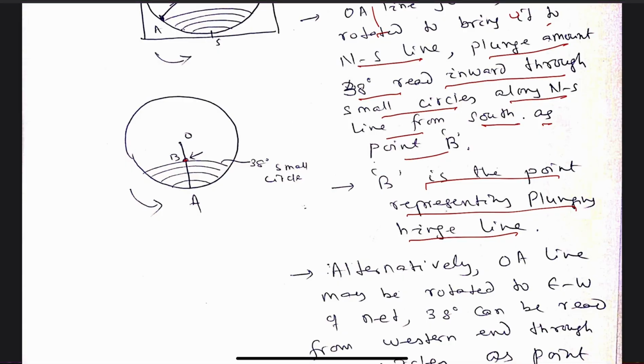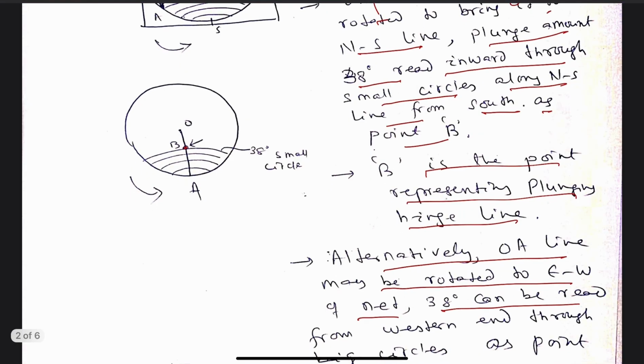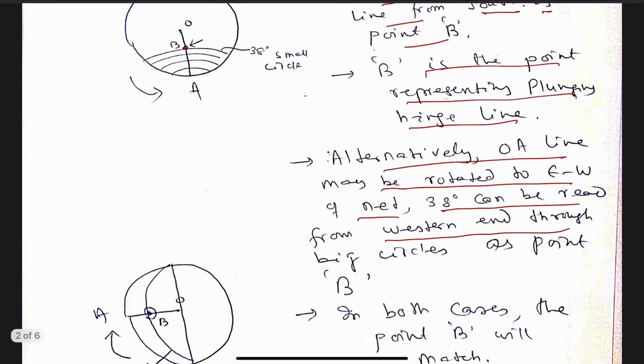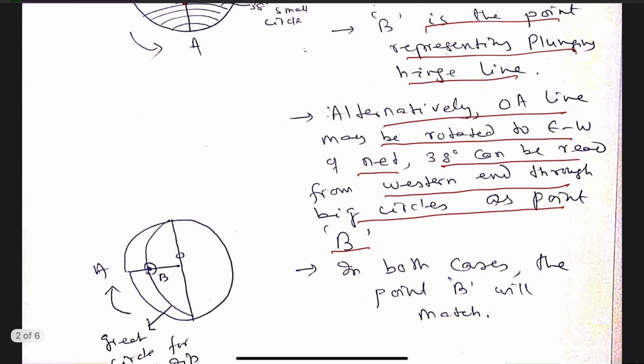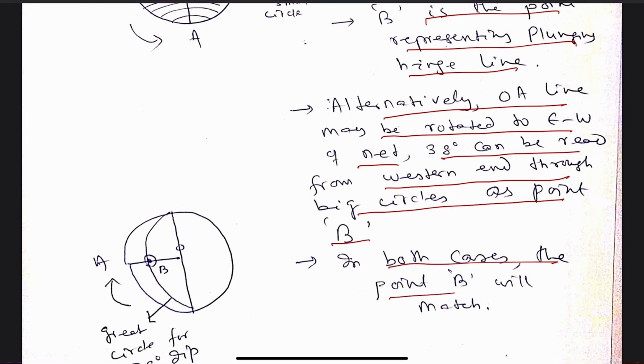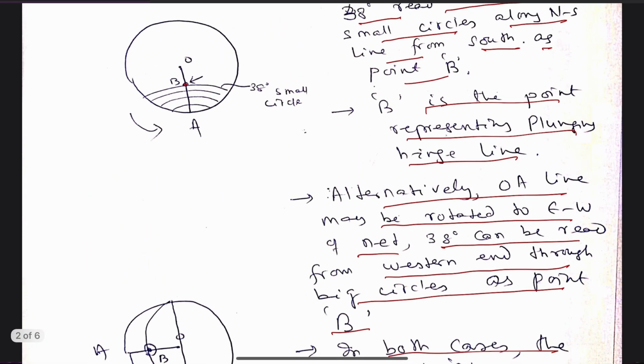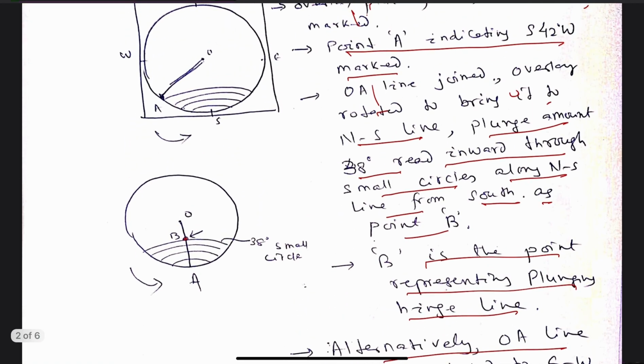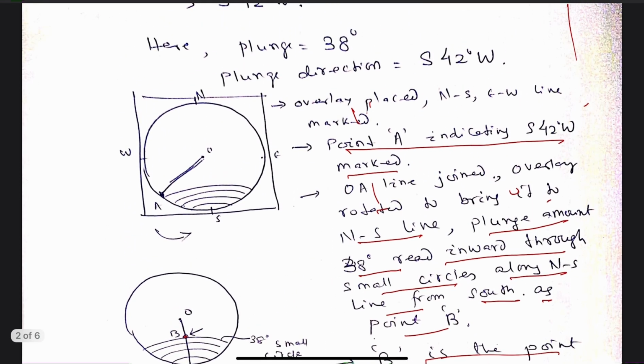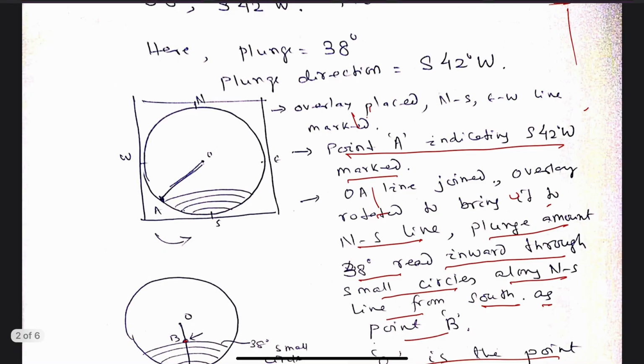Alternatively, OA line may be rotated to east-west of the net. 30 degree can be read from the western end through big circles as point B. In both the cases the point B will be the same. So this is the way how we plot the linear features. In case of linear features, we plot the direction and the plunge amount.